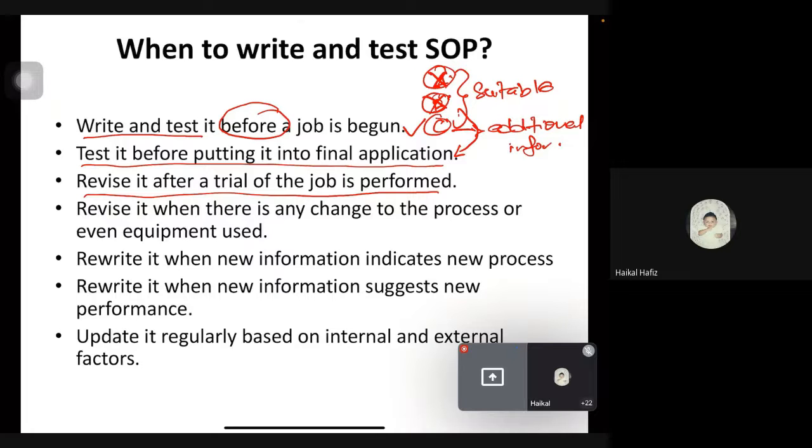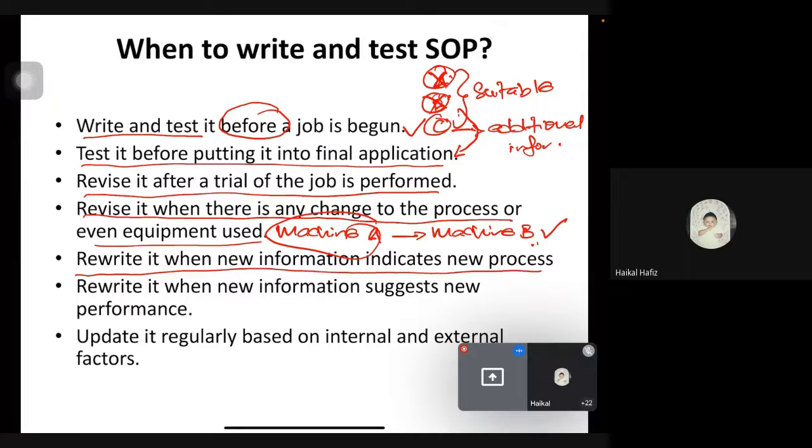So you also need to revise the SOP when there is any change to the process or even the equipment used. For example, your company is using machine A, and after several years they plan to change to the latest machine, machine B. The procedures may be shorter than the ones for machine A, so you need to revise it. Once you switch to the new machine, you need to revise the SOP because the procedures might be different. And then rewrite it when new information indicates a new process.